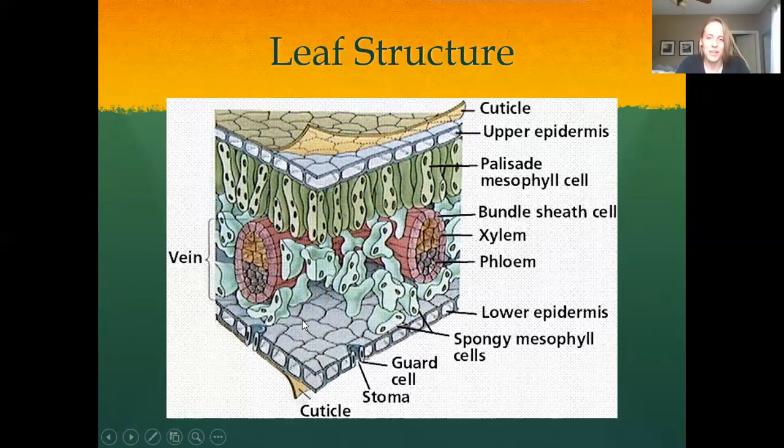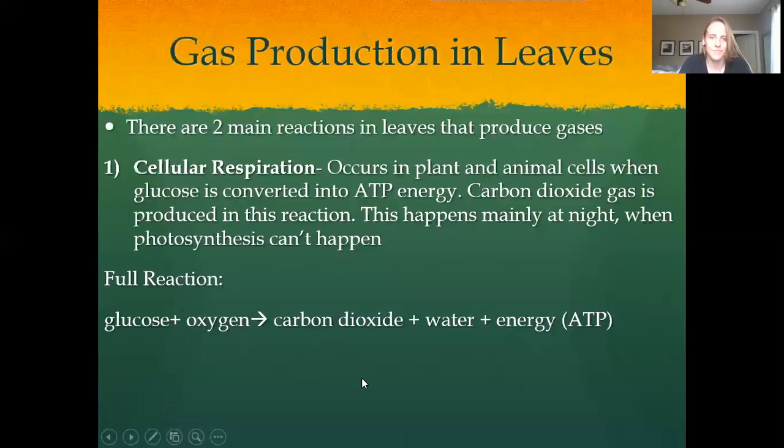Then at the bottom here, we have the lower epidermis, and then right here and here and here, we have the guard cells. You can tell that they're guard cells because there's a little opening between them. That little opening is the stoma. So gas exchange is really important. That is why the role of guard cells is so important.